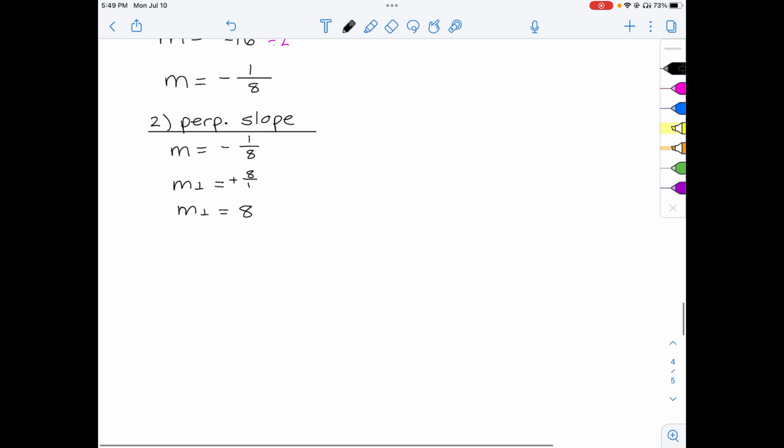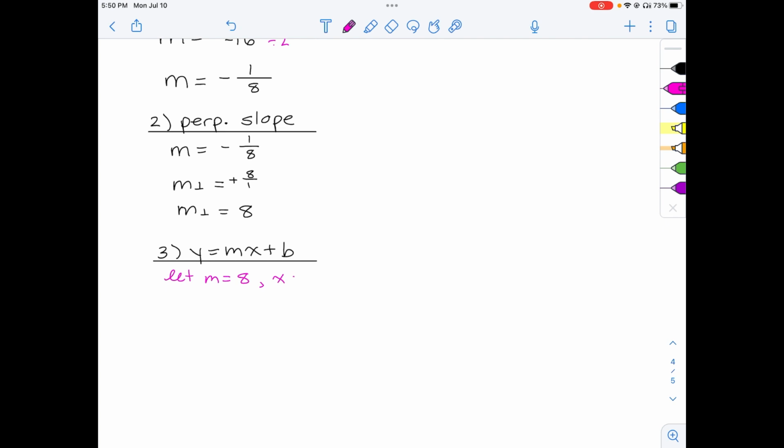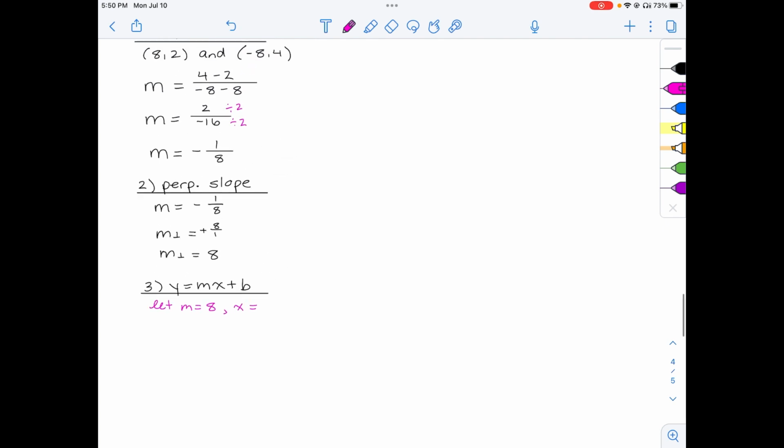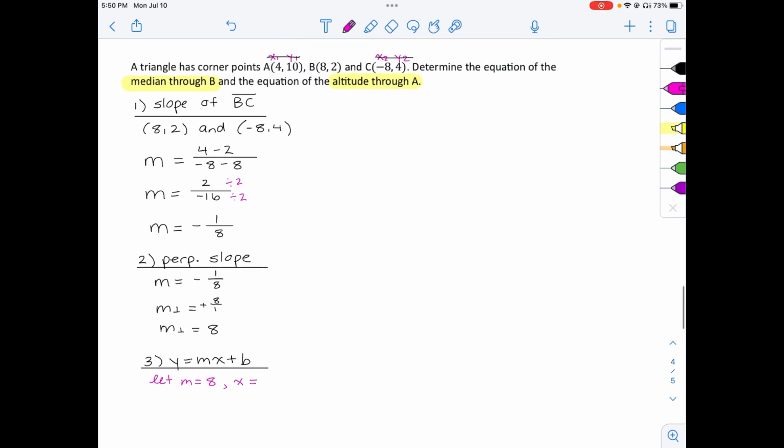So now all that's left to do is to make my equation, y equals mx plus b, and I'm filling in my variables, so I'm going to let m be equal to 8. I'm using the perpendicular slope. Be careful here that you don't go back and use the original slope, because if you do, then the line you're calculating will not be perpendicular to the base, and it won't actually be the altitude that you are looking for.